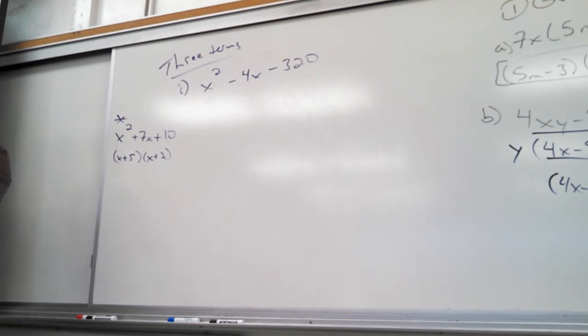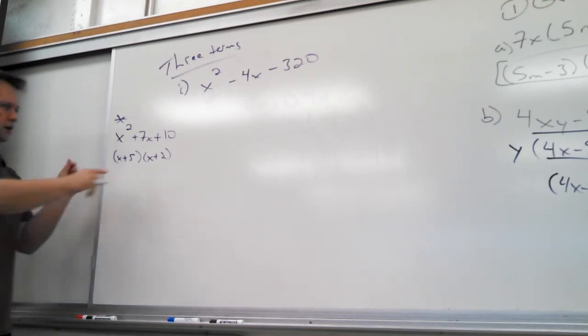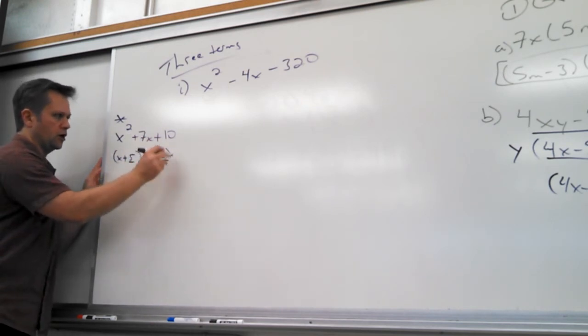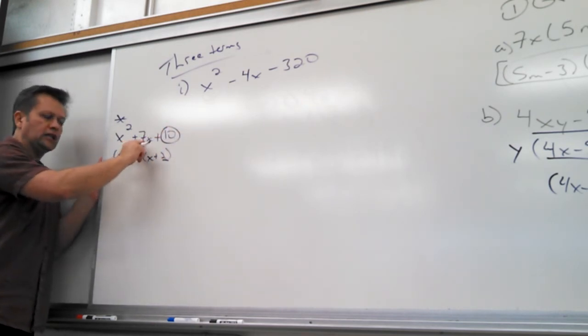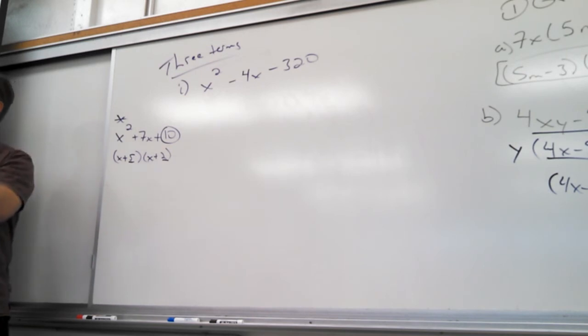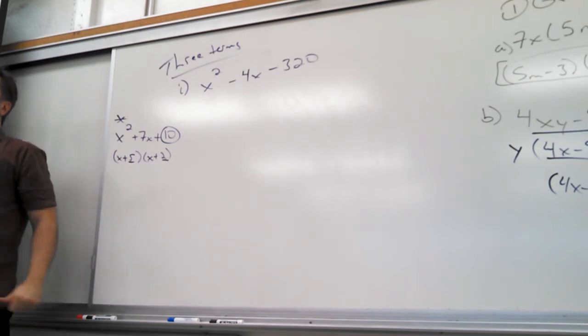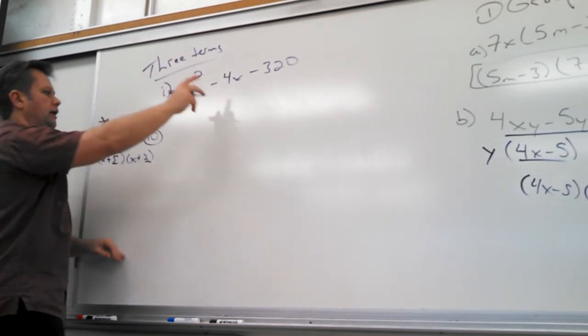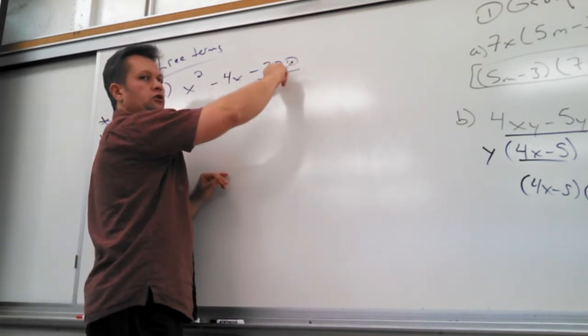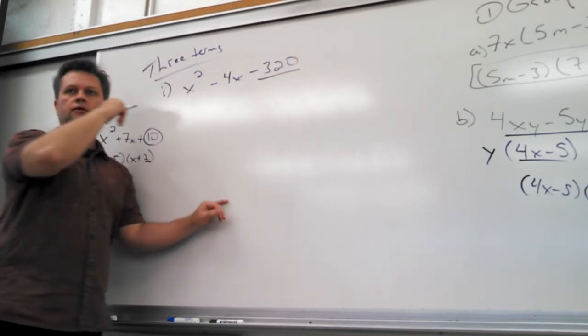Right? And of course, you should also know why that's true, because I know that whatever these two numbers are, they're going to multiply to this, and whatever they are, they have to add to be this, because I would FOIL it, right? Using the horrible word. Okay. So here, I need two numbers that multiply to negative 320 and add to be negative 4.